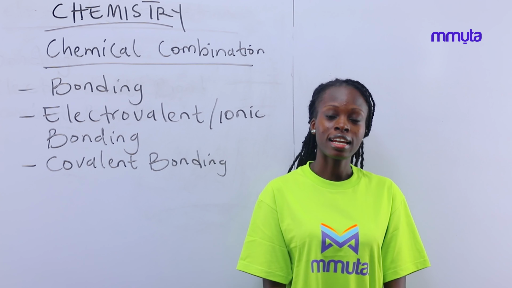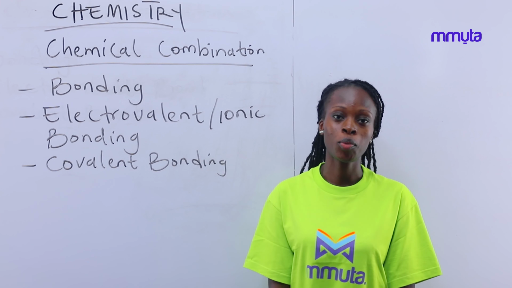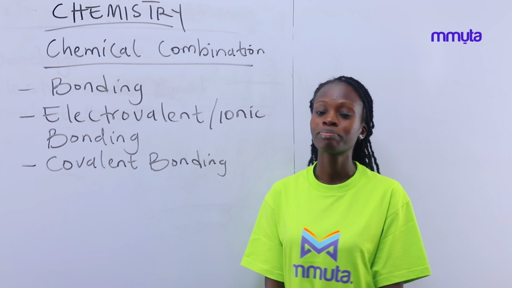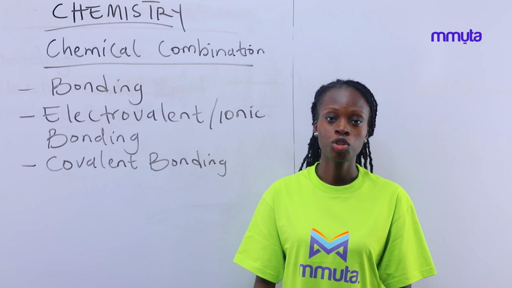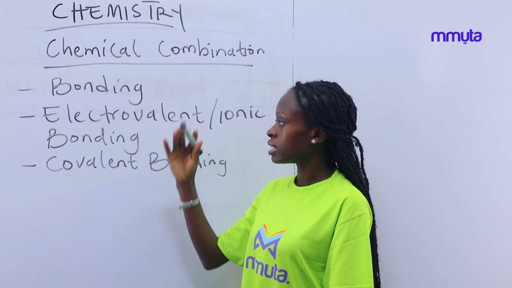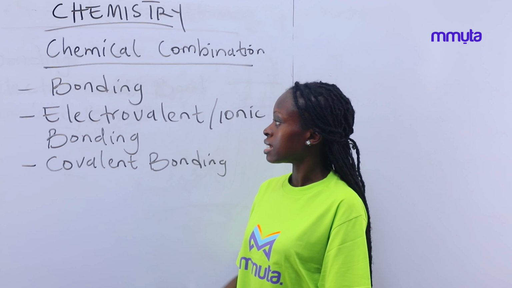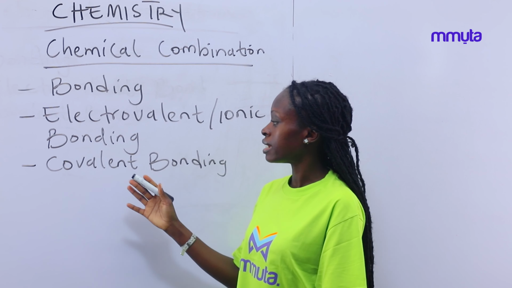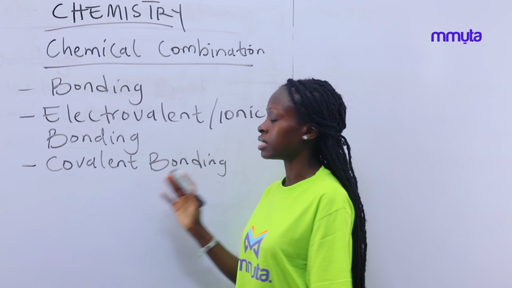So today in chemistry class we'll be looking at a very interesting topic which is chemical combination. And under chemical combination we'll be looking at some important concepts. The first we'll be looking at is bonding. The second we'll be looking at is electrovalent or ionic bonding, and the last is covalent bonding.